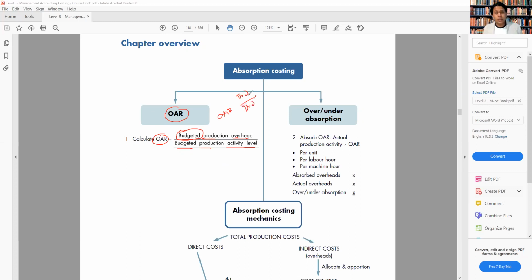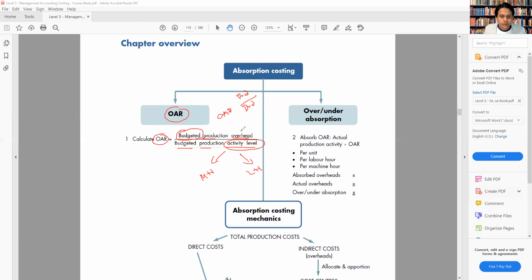Remember, the overhead absorption rate that we calculate is based on the budget, based on the standard, based on the estimate, based on the forecast. It's not something actual. The activity level means it could be anything. It could be labor hour, it could be machine hour, it could be unit. So normally it will be either the machine hour or the labor hour.